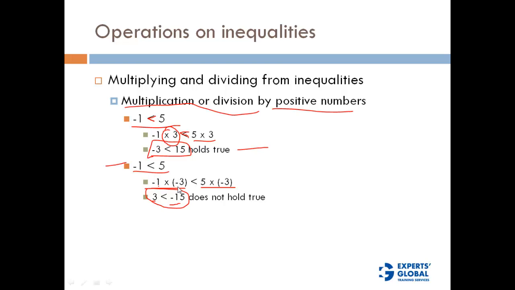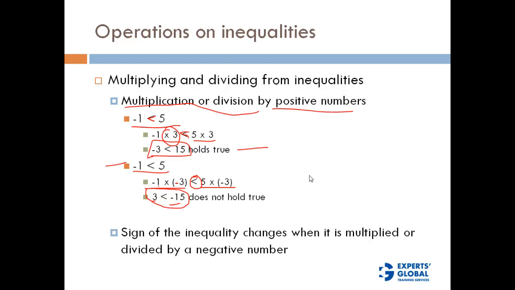And why is that? That is because when you multiply it by a negative number, this inequality sign does not hold true. It has to be reversed. So the sign of inequality changes when it is multiplied or divided by a negative number. This is an important rule that you have to remember.